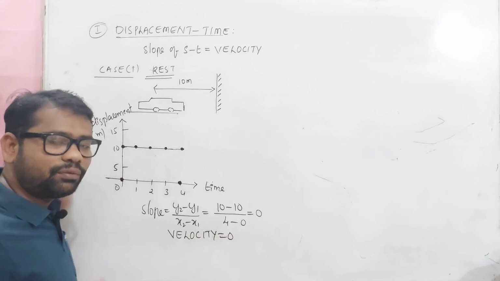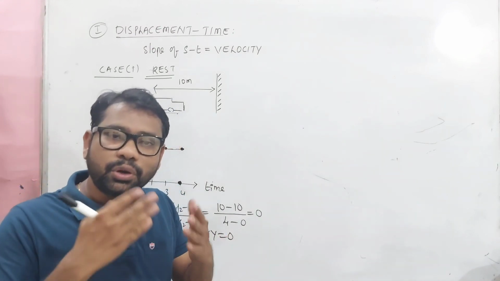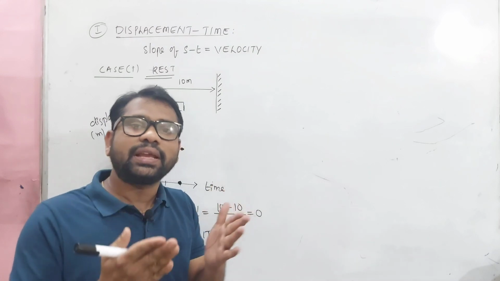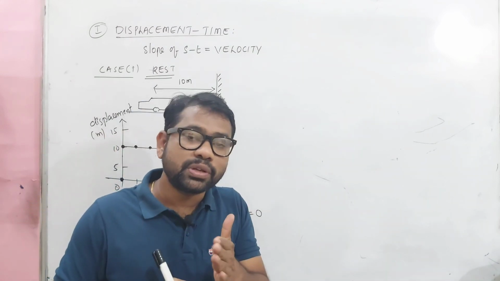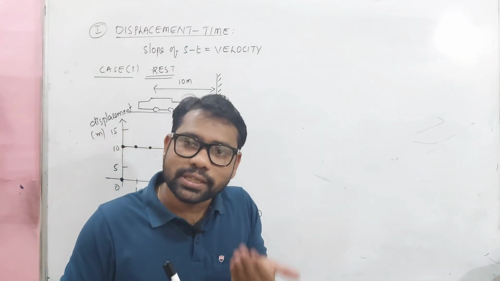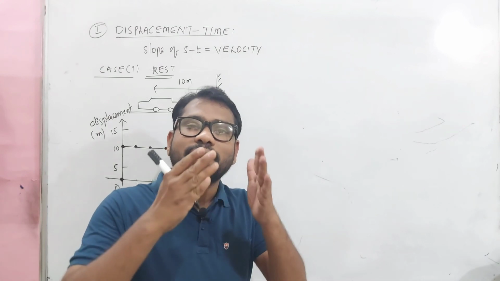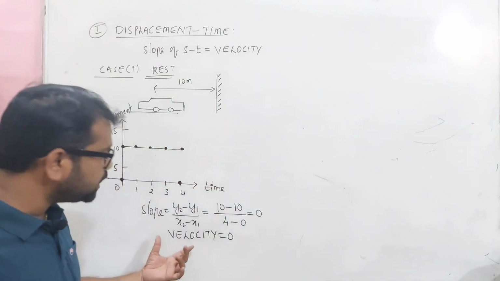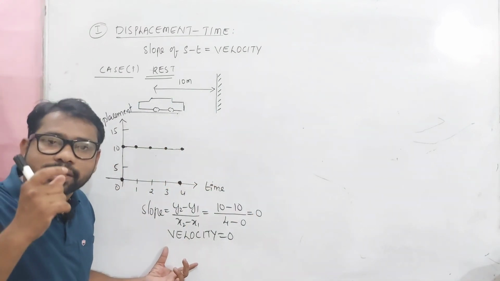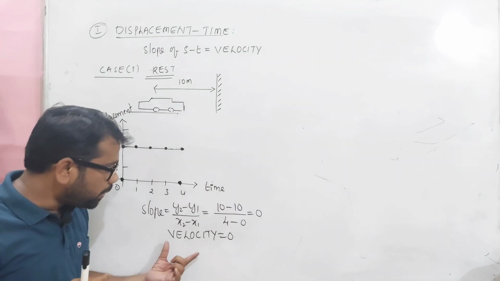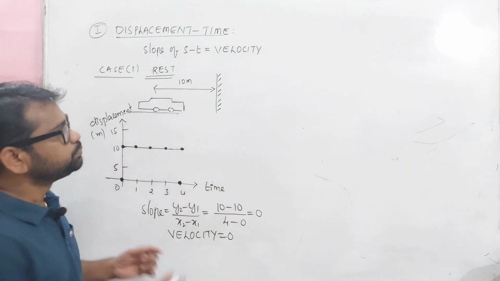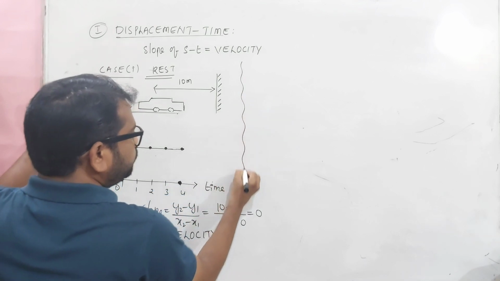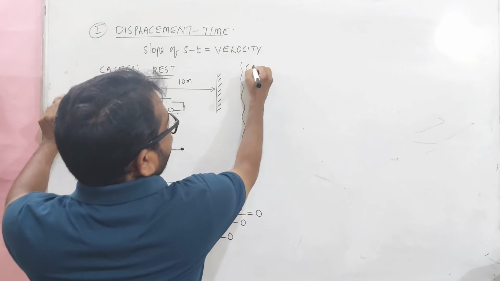Of course, for this we don't need to do mathematics or find the slope. It is very clear: as the body is at rest, there is no change in position. As there is no change in position, the velocity will be 0 only. But mathematically also we can prove that the velocity of the body is 0, by finding the slope. Okay, fine. Now let us see case 2.